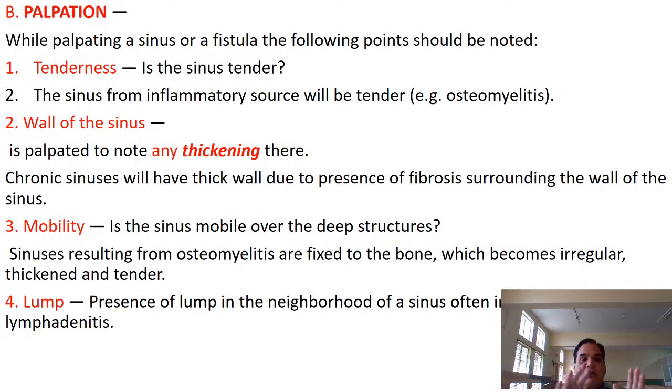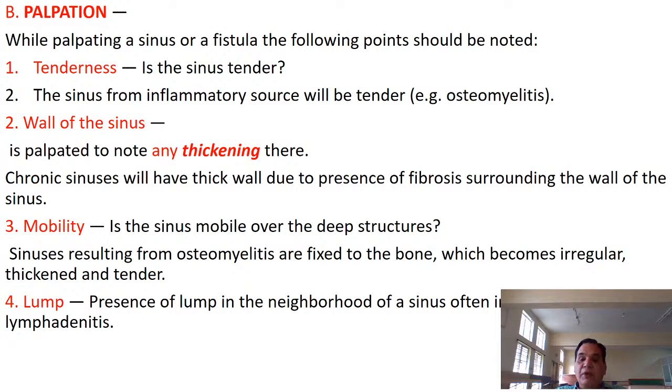Now we are going to the actual palpation. What is palpation? First, you have to palpate for the following points. First is tenderness. If it is tender, think of infection. Palpate the wall with two fingers. If it is thick, again think of chronic fibrosis due to secondary infection. You have to palpate the mobility. If the sinus is mobile over the deeper structure, it is likely to be free from that structure. And whenever they are fixed to the bone, you must think of osteomyelitis.